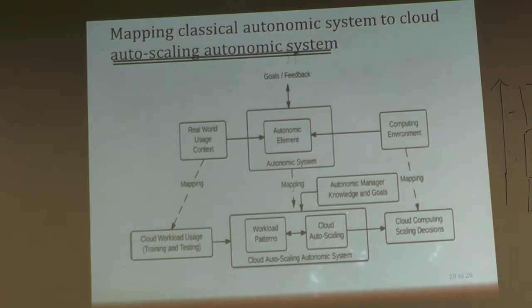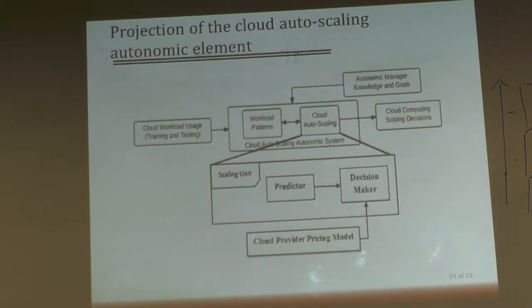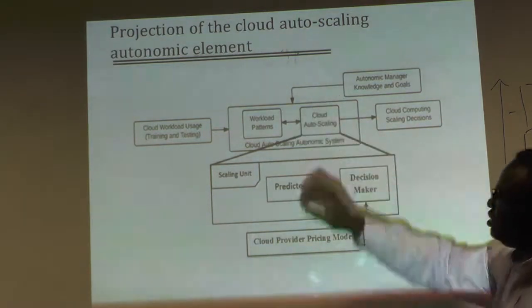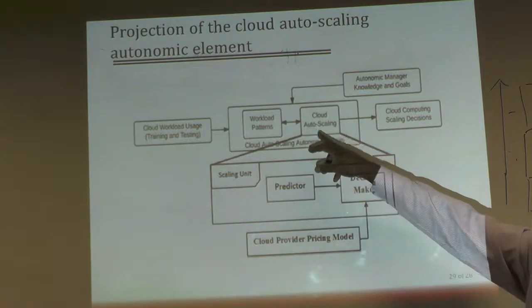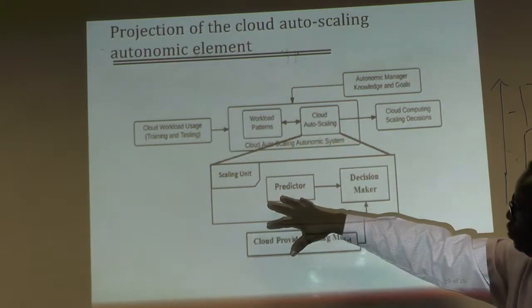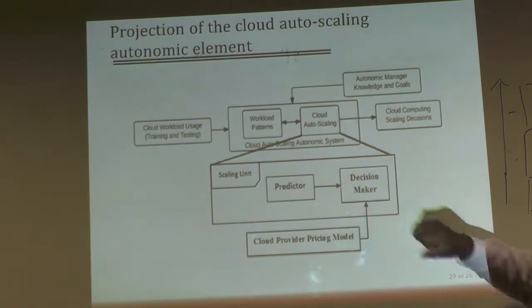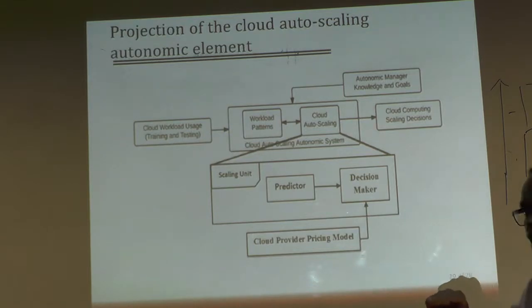And we have that in our cloud computing scaling. And that's the mapping. And then with that, we generate what we call a projection of what we want to do. This is what we're interested in. And the projection of the cloud auto-scaling is what we have here. We have a predictor, we have a decision maker. Okay? So now, how do we implement?